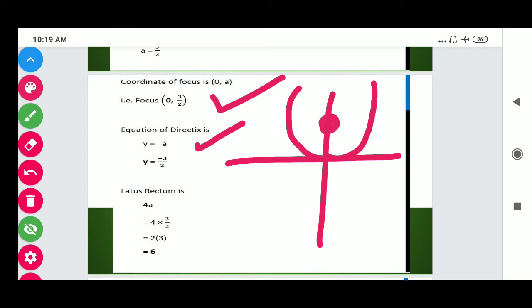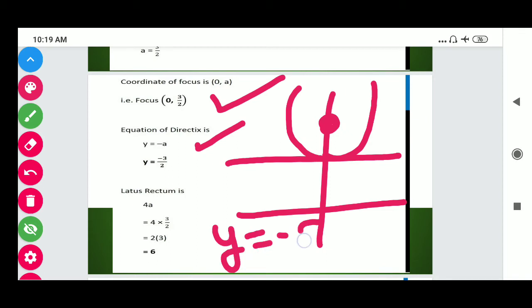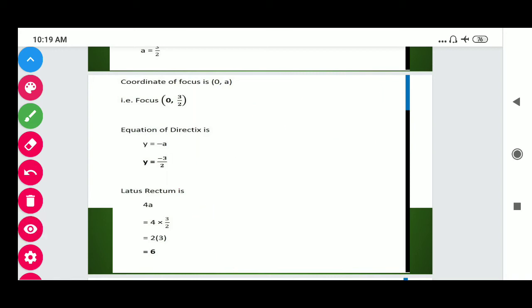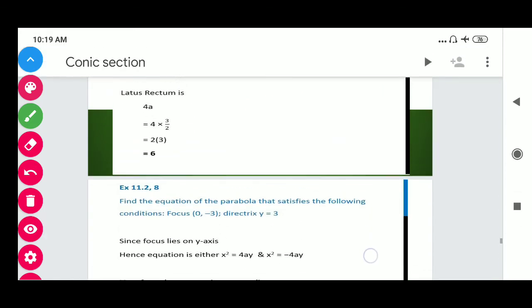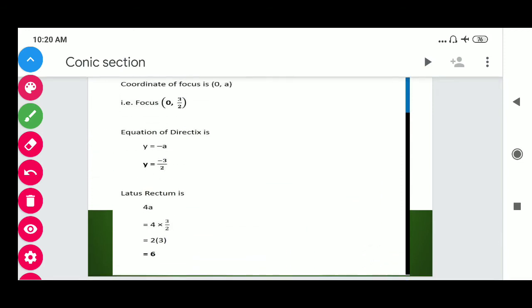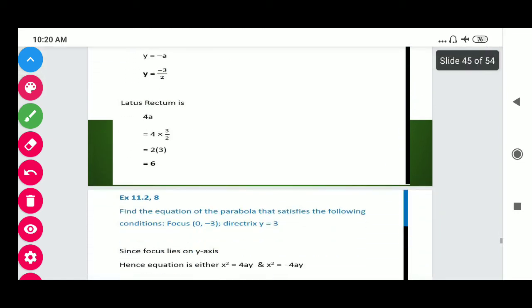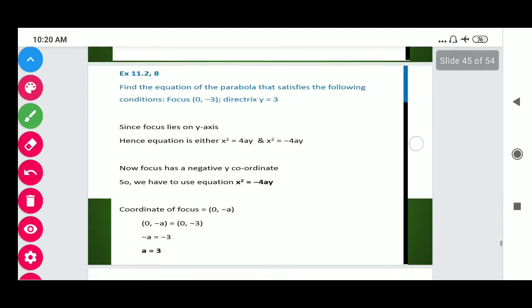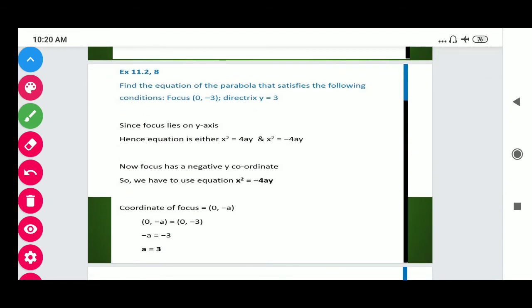In this way, the equation of directrix is y equals minus a, where a is 3 over 2. Now the length of the latus rectum is 4a. By using the value of a, 3 over 2, we get 6. So in this way students, we have completed question 2, and the rest of the similar questions you can do by the same method. Very easy, but notice one thing, that a remains positive in all the questions.